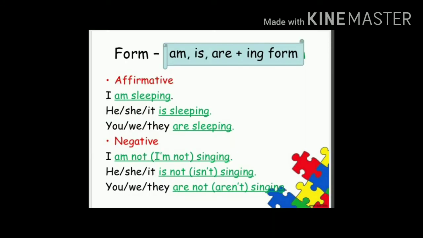Just for recalling, in an affirmative sentence, the form is subject plus is, am or are plus V1 plus ing. For example, I am sleeping, he is sleeping, she is sleeping, you are sleeping. And in negative sentences, subject plus is, am or are plus not plus verb plus ing. I am not singing, he is not singing, you are not singing, or you aren't singing, etc.